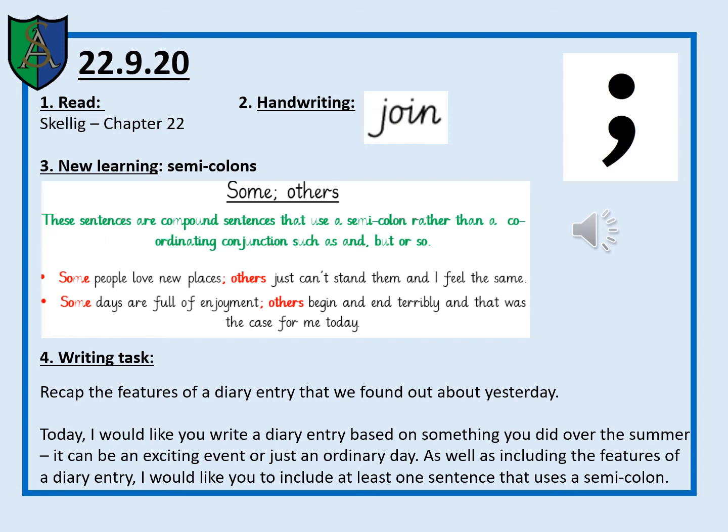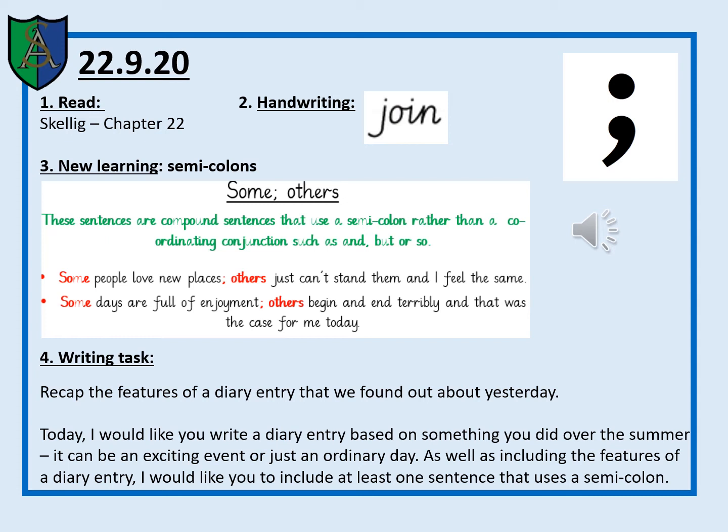So the first example we have here is: some people love new places; others just can't stand them, and I feel the same. The next example: some days are full of enjoyment; others begin and end terribly, and that was the case for me today. So you can see there, if you imagine when you're saying that sentence, instead of the semicolon being there, you'll probably be able to insert and or but or so or some other coordinating conjunction, but we're going to use the semicolon instead to really show that off in our writing.